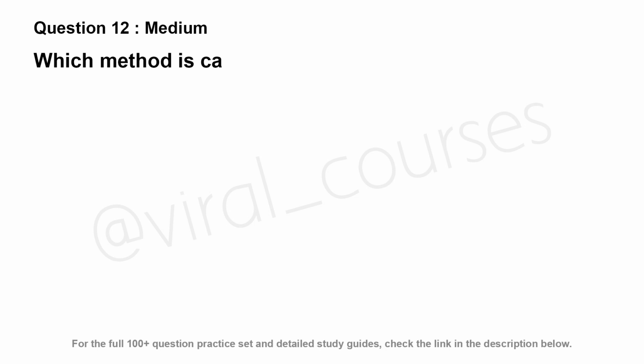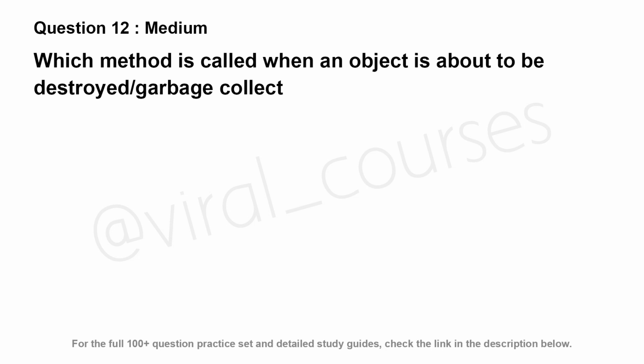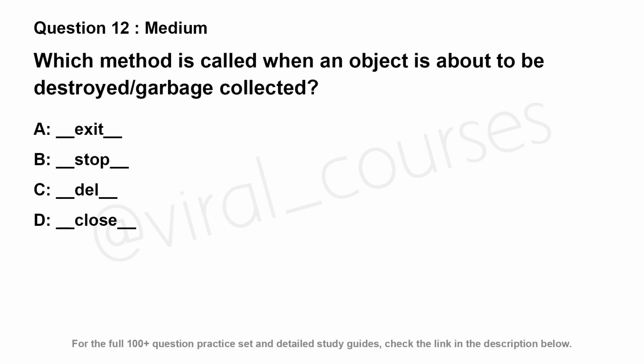Which method is called when an object is about to be destroyed, garbage collected? Option A. __exit__. Option B. __stop__. Option C. __del__. Option D. __close__.